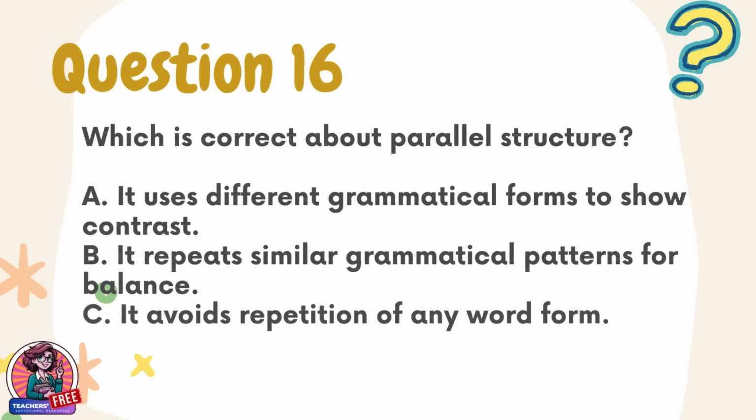Question 16. Which is correct about parallel structure? A. It uses different grammatical forms to show contrast. B. It repeats similar grammatical patterns for balance. C. It avoids repetition of any word form.